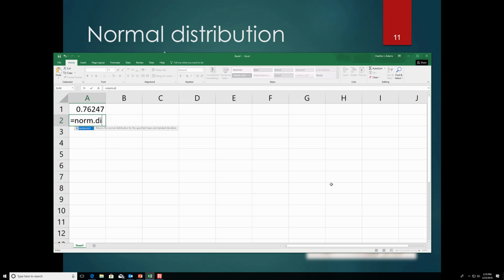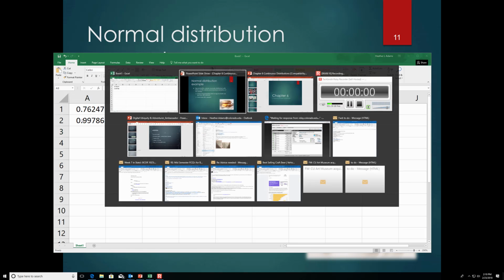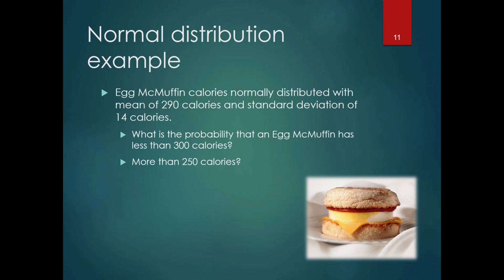So normal distribution, 250, the mean is 290, standard deviation is 14, and we want to say true. And then just don't forget to put the 1 minus. You can do it at the end, but putting it up front makes it a little harder to forget. So 99.78% chance of an Egg McMuffin having more than 250 calories.